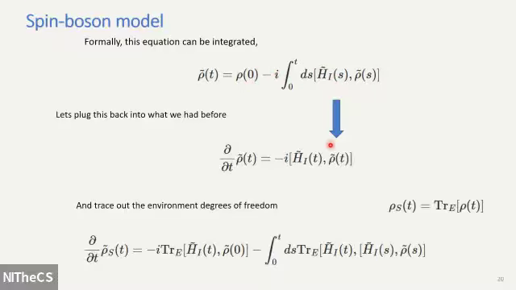So the idea is to plug it back in. So we plug the solution back into the original equation, and we make it even more complicated. So we now have an equation of motion for the system density operator. We trace out the environment, and this is still exact. This is just a formal trace, but we have this sort of strange integral differential equation. So this is even more complicated than what we started with.